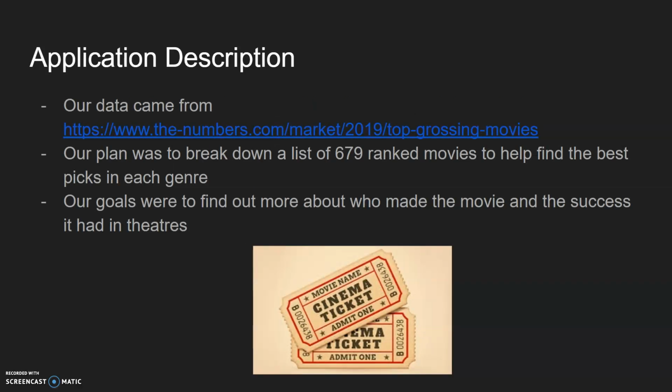Our data came from www.thenumbers.com. Our plan was to break down a list of 679 ranked movies to help find the best picks in each genre. Our goals were to find out more about who made the movie and the success it had in theaters.